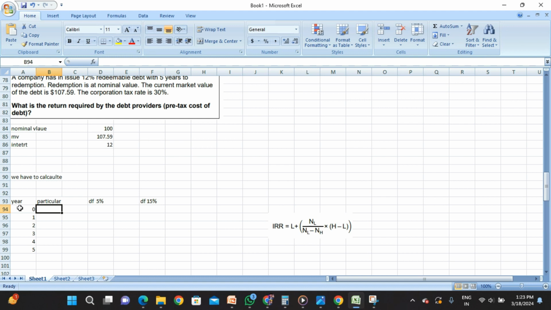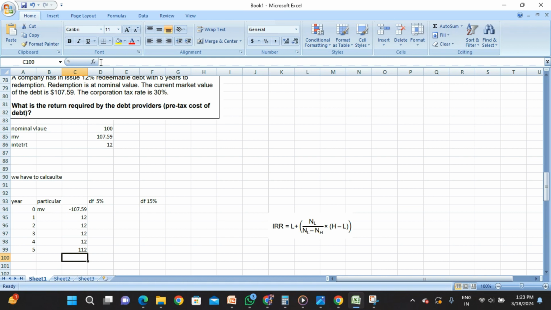In year 0 the amount will be the current market value, and market value will always be negative: 107.59. Interest will be 12 each year. In the last year the company will pay you the full amount, so 100 plus the interest amount will be 112.